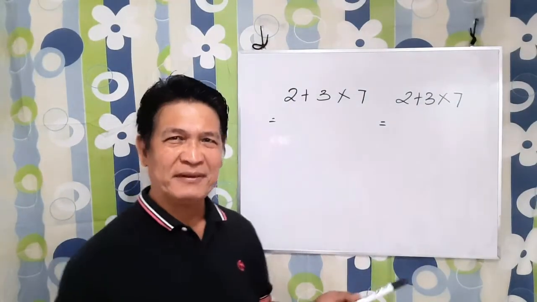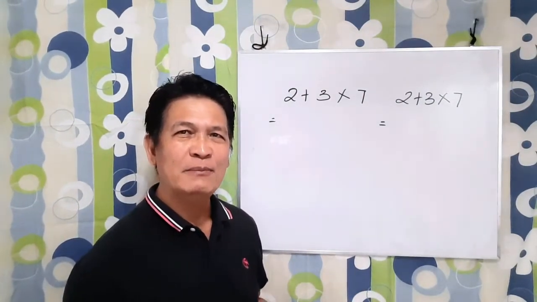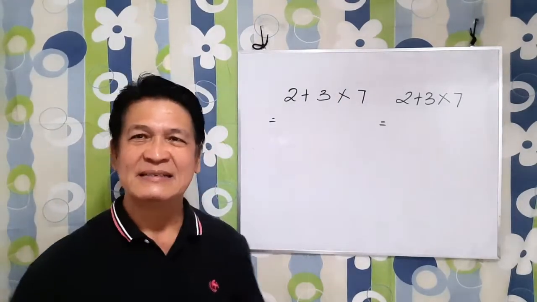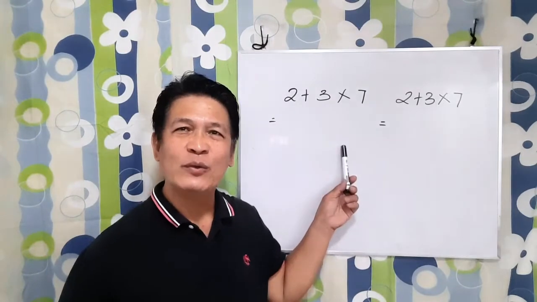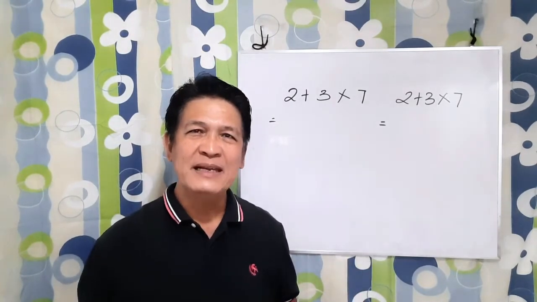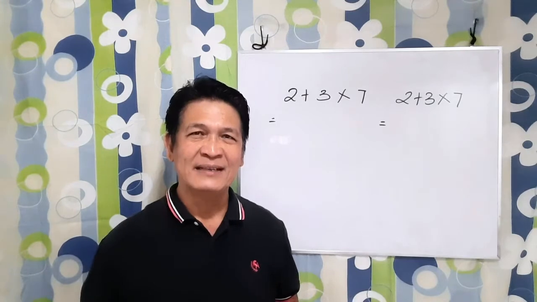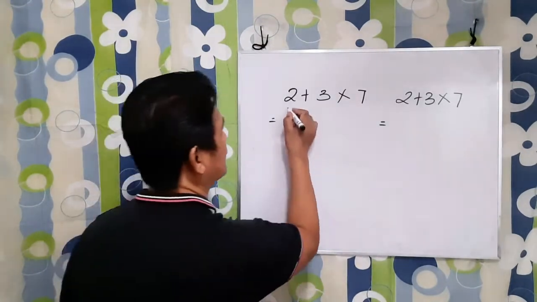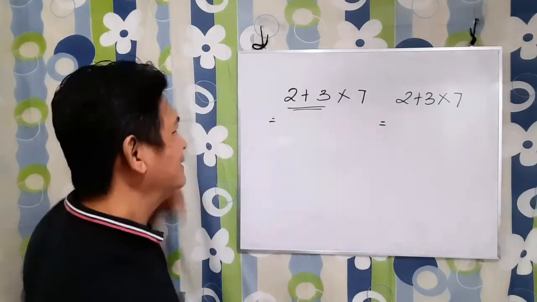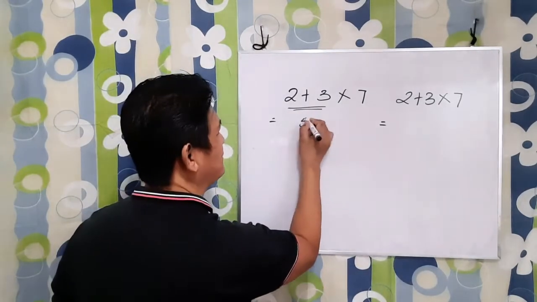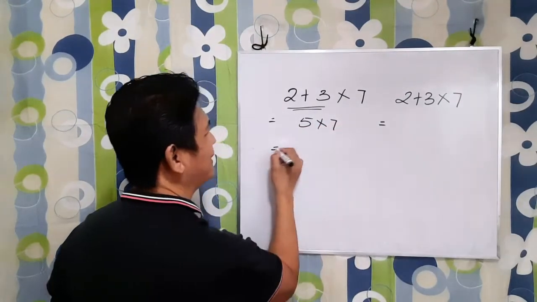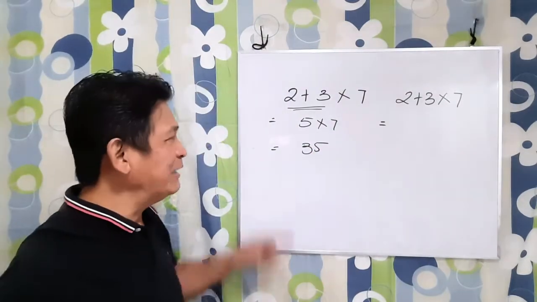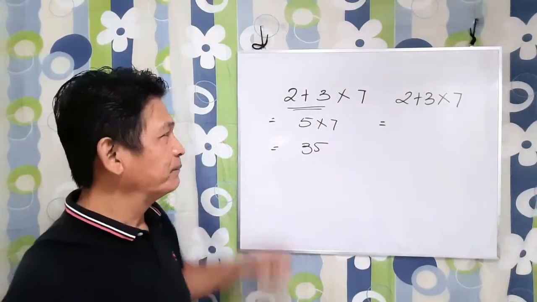Okay, what if I say to simplify or solve a given set of numbers like this: 2 plus 3 times 7? With this simple equation, there will be a lot of different answers on how to do this. Some may say they're going to simplify this first, and that becomes 2 plus 3 is 5, times 7, and 5 times 7 is equal to 35. Many will be giving this number.